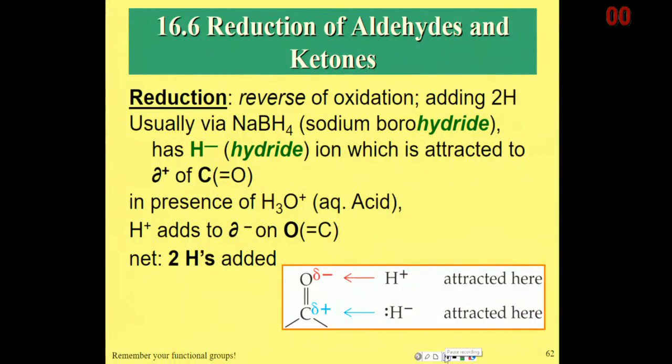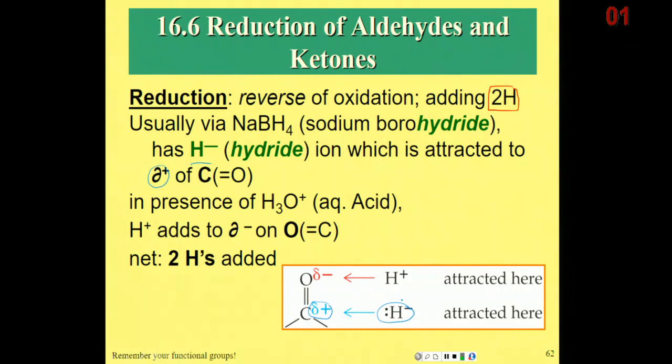When aldehydes and ketones are reduced, the reverse of oxidation, essentially you're adding two hydrogens. And if you remember the first step of oxidation of an alcohol, you lost two hydrogens. So we're adding them back. The reagent that's commonly used for this is called sodium borohydride, which contains a hydrogen minus, a hydride ion, which is very infrequently encountered in other contexts, so this is most likely new. And that hydride ion is attracted to the partial plus of a carbonyl. So the carbonyl has the partial plus on the carbon, and the hydride ion is attracted there.